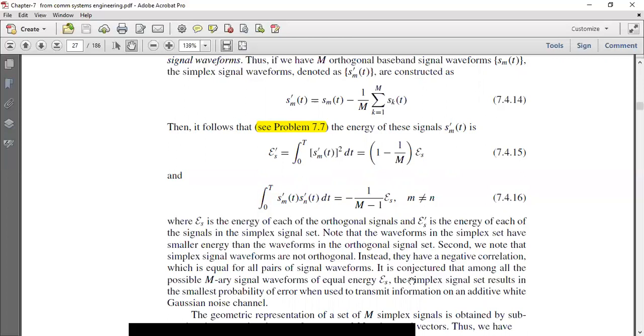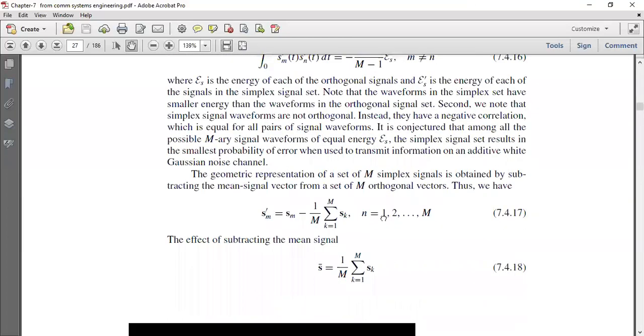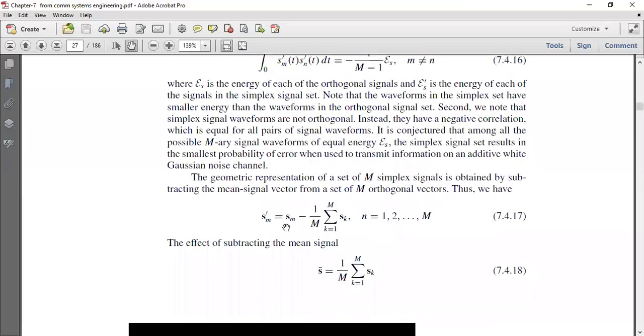The geometric representation looks like this. Now we have a vector, and this vector is subtracted from the average of the M orthogonal vectors. So this is the geometric representation of the simplex signals.